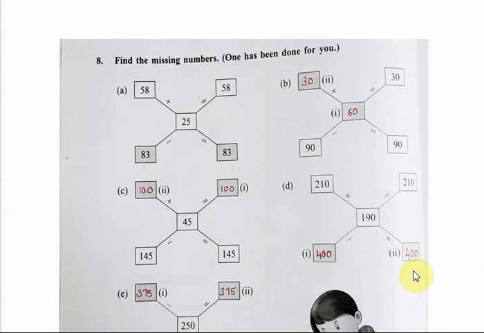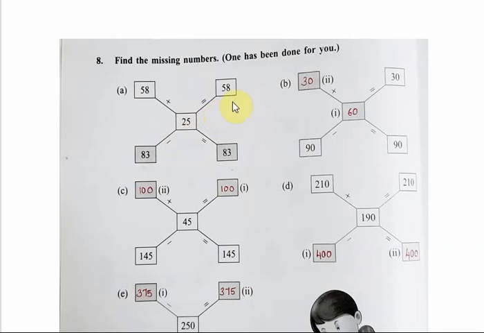Find the missing numbers. One has been done for you. See, here one question has been done for you, the rest you have to find out. So let us start with the question given here. First one, 58 plus 25 is equal to dash. This is the missing number. Already they have done. Here 58 plus 25 is equal to dash, and dash minus 25 is equal to 58.